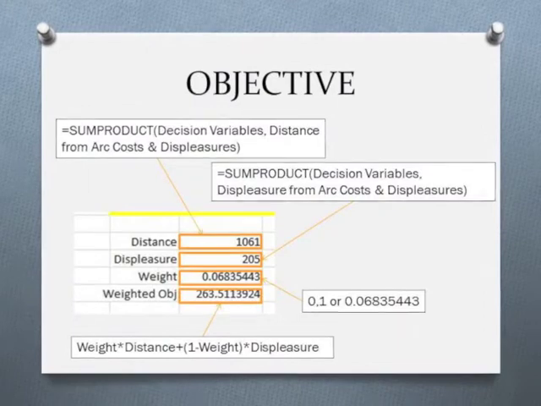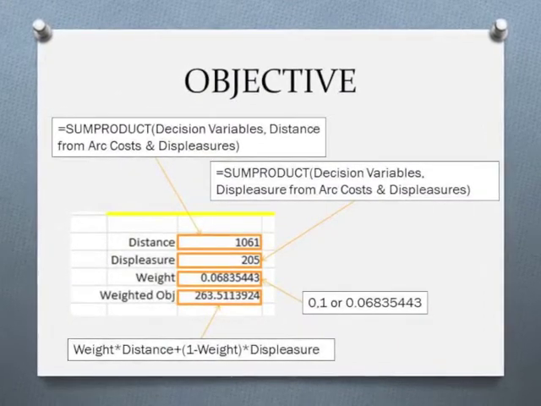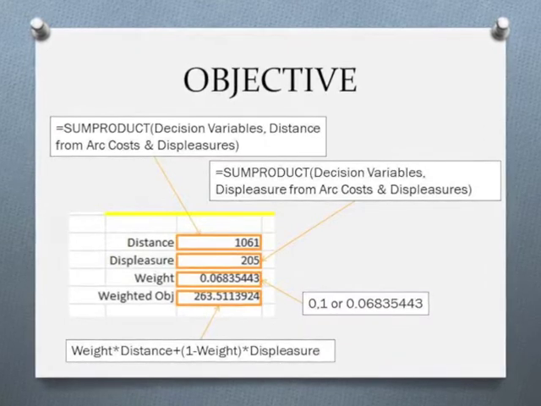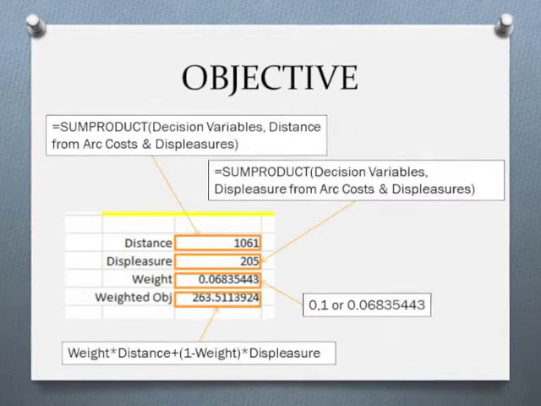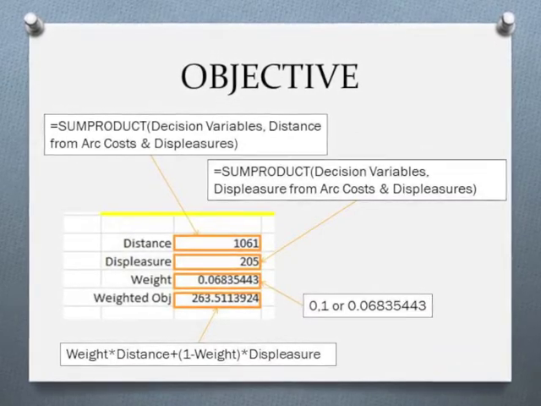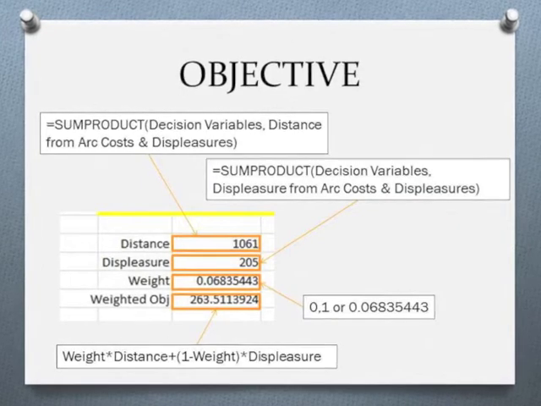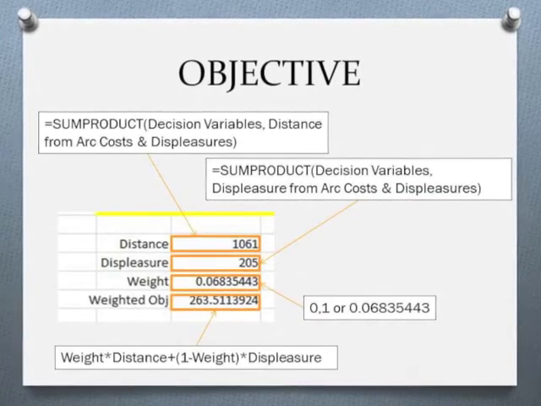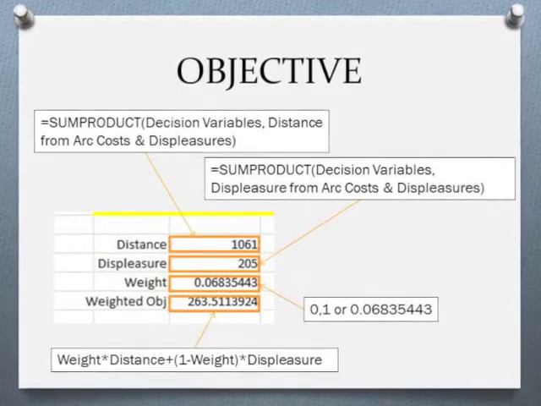To calculate the weighted objective, you need to find the distance and displeasure at certain weights. To find the distance, you use the sum product of the decision variables and the distance from arc costs and displeasures. To find the displeasure, you use the sum product of the decision variables and the displeasure from arc costs and displeasures. You then can use the weight of 0, 1, or 0.068354443 to get the weighted objective.